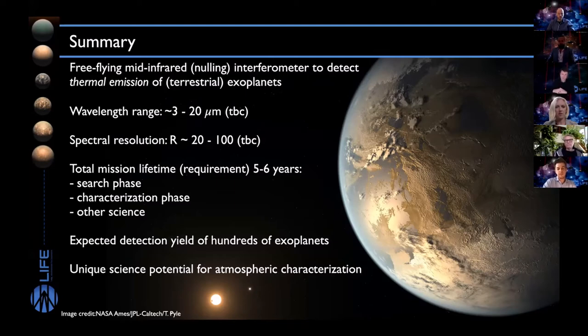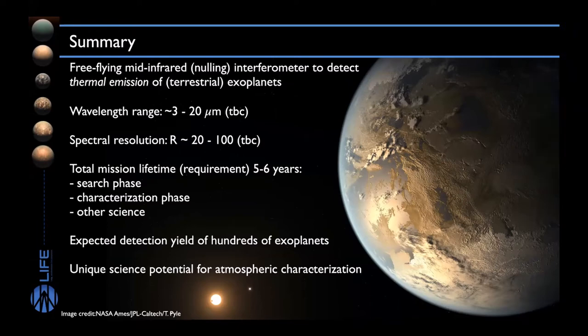We would imagine a total mission lifetime of 5 to 6 years, a search phase first, and then a characterization phase, and also some time for the other science. This, of course, depends how many planets we have to find first. If other missions or other projects, maybe ground-based radial velocity projects, will give us a great list of targets already, then the search phase could, of course, be adapted, and we have more time on the characterization. The expected yields, at least with these typical numbers for number of telescopes, size of the primary mirrors, and so on, we really can expect hundreds of exoplanets to be detected.